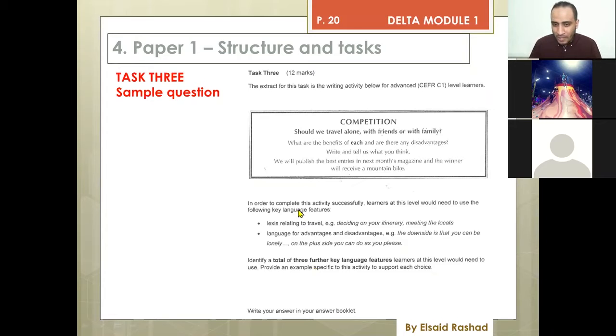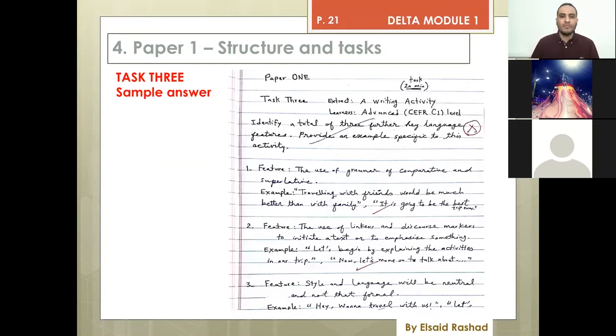So let's have a look at my answer. You need to do it like this. Don't write the question again. You see the marker, okay? Don't write the question again. You need to save a lot of time and effort. So you just need to write paper 1, task 3. Even this, you don't have to write it.